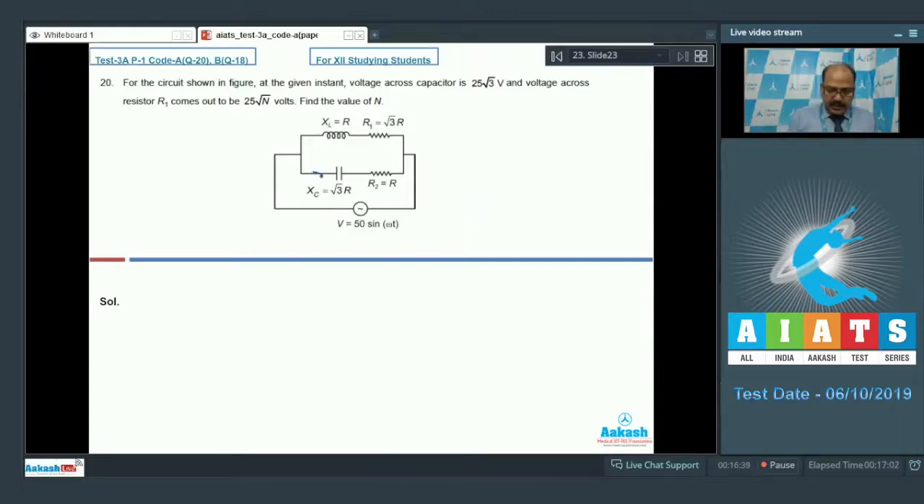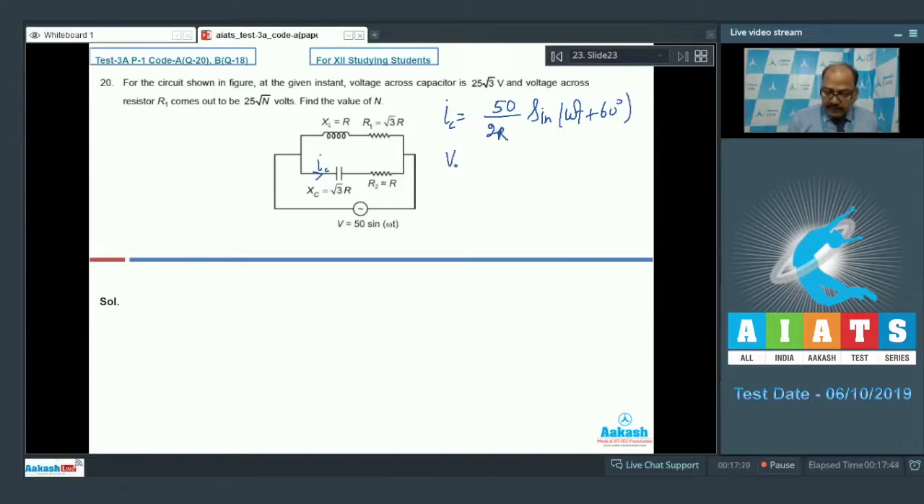Okay, let's say this branch has current IC, so we can write instantaneous value of IC as 50 upon the impedance, which is 2R, sine omega t. Now the current will lead the applied voltage and will lead by how much? Tan inverse root 3, that means 60 degree. So that means this current is 50 by 2R sine omega t plus 60 degree.